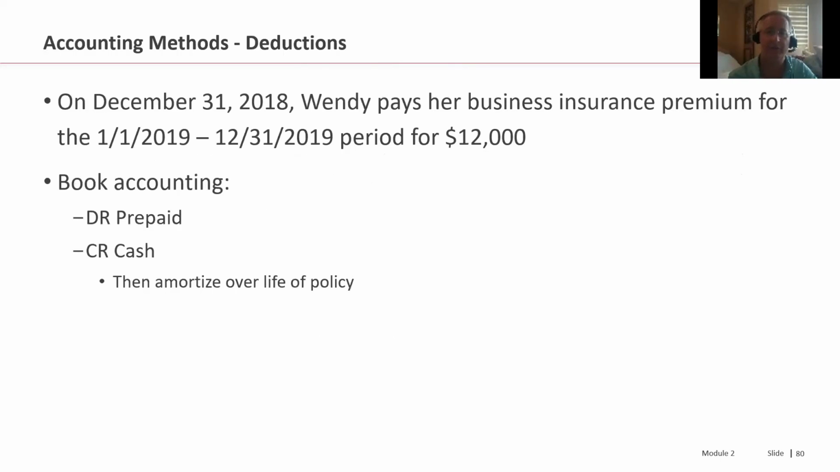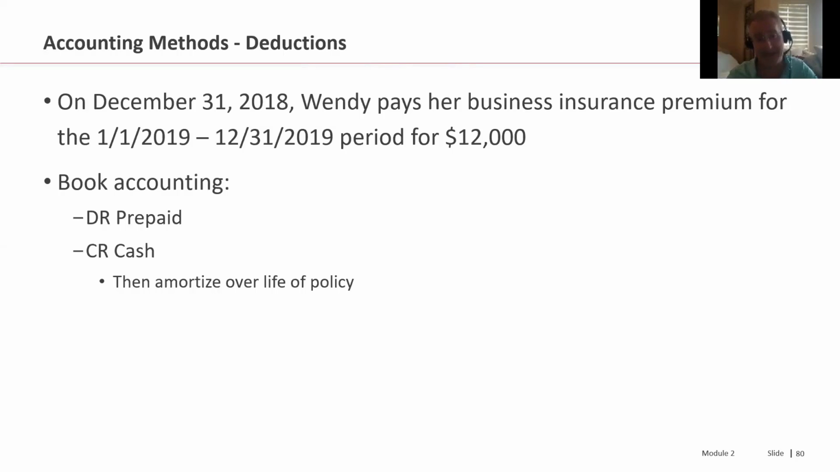So on December 31st, 2018, Wendy pays her business insurance premium. And the period for the insurance is January 1st, 2019 to December 31st, 2019, and it costs her $12,000. So if you think about the book accounting for this, in December, that's prepaid insurance, right? So I debit prepaid, I credit cash, and I'm going to amortize that over the life of the policy. So this is because I'm capitalizing that cost, right? By setting up a prepaid, I've capitalized the expenditure, and then I'm going to amortize that capitalized cost over the life of the policy. And I would do that for book accounting.